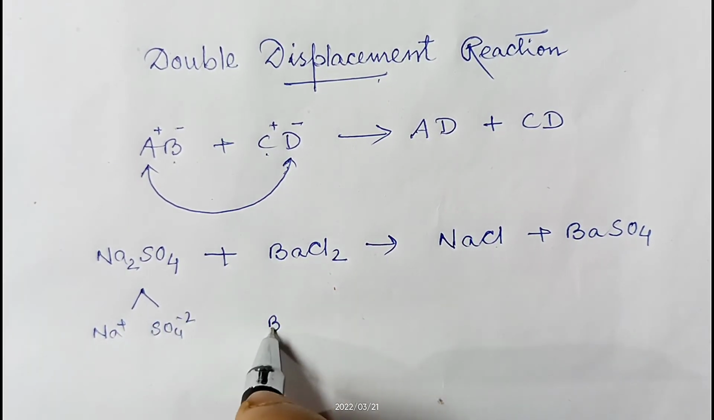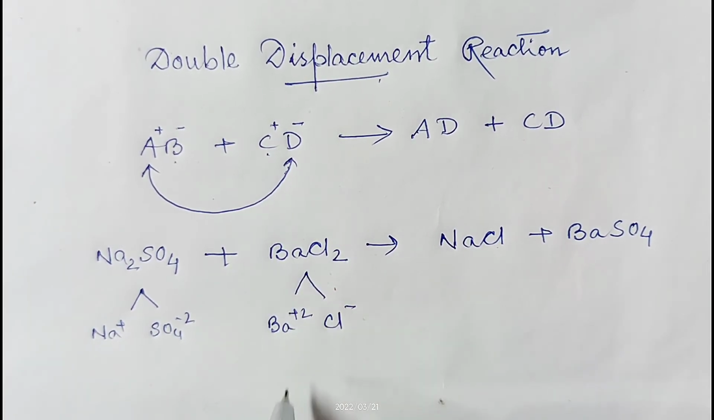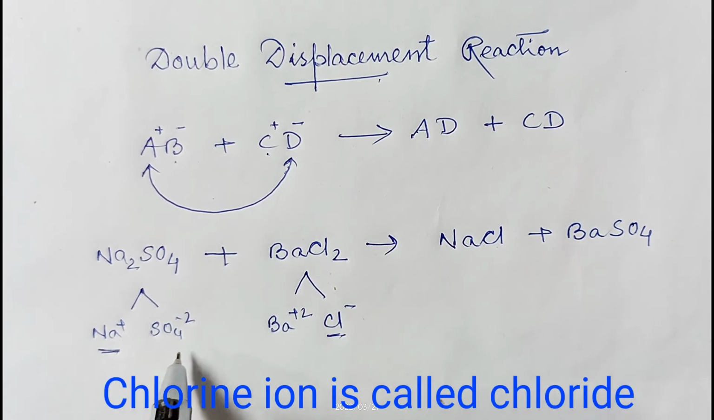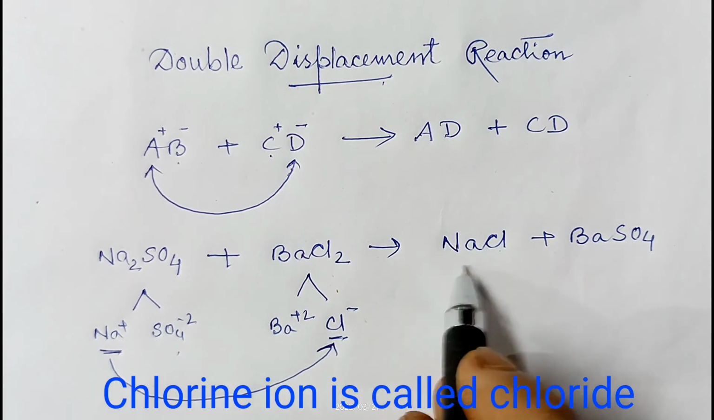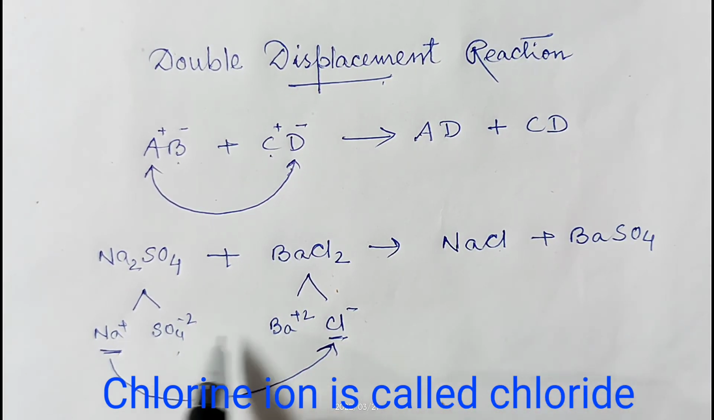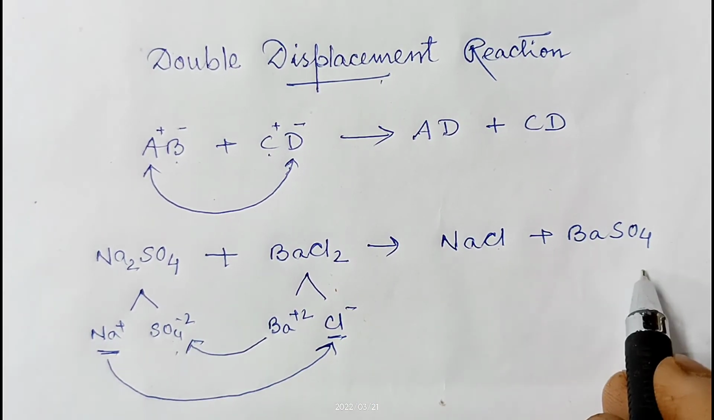Here it will be Ba plus 2 and Cl minus 1. Now this Na plus has more affinity for chlorine than sulfate. So sodium will react with chlorine and form NaCl. This barium has more affinity for sulfate. So barium will react with sulfate to form barium sulfate.